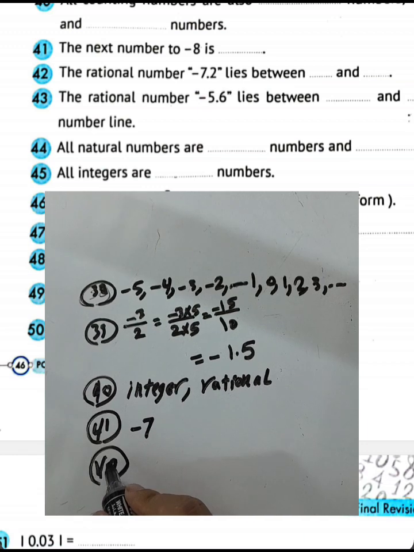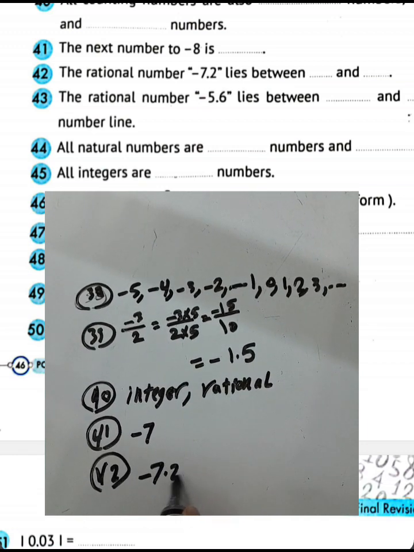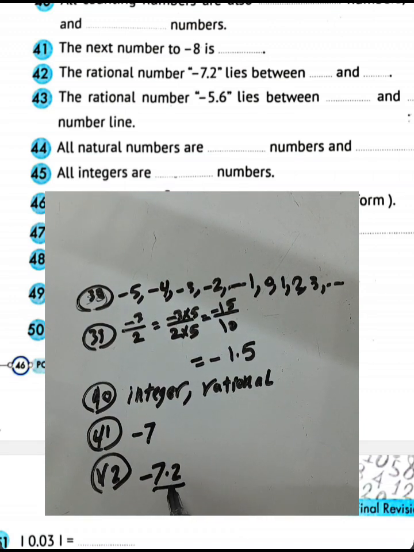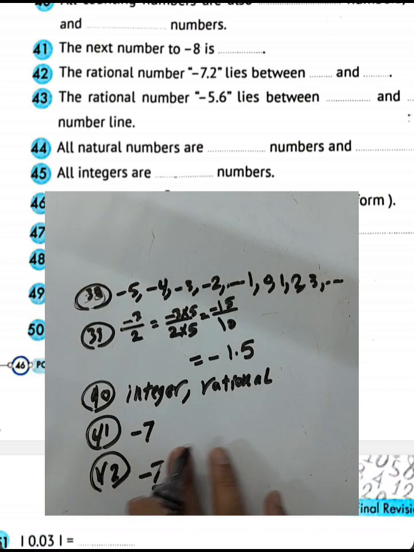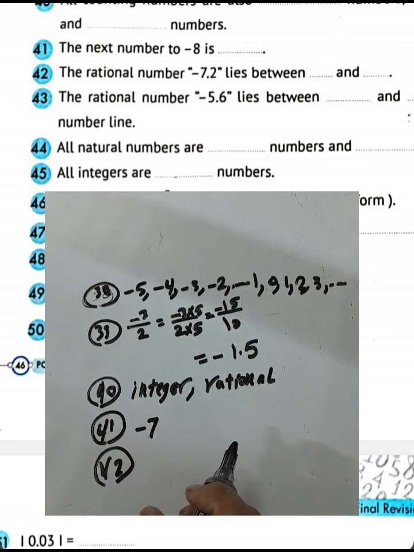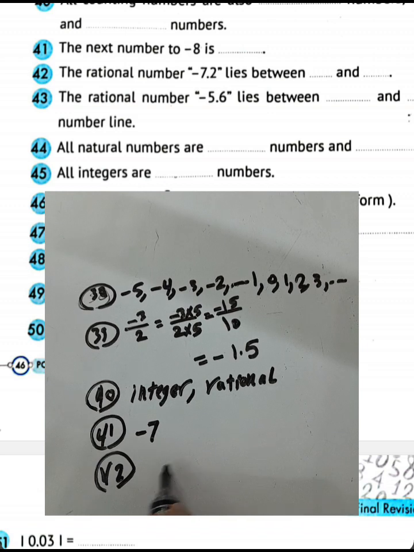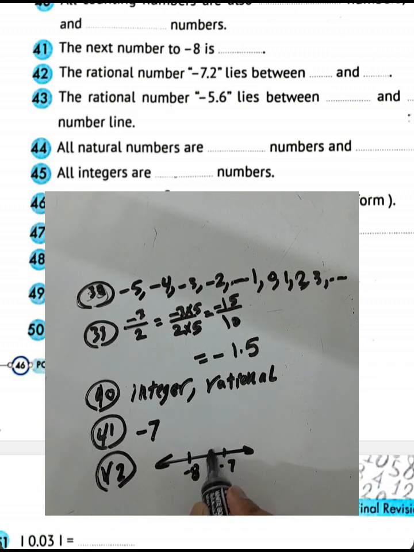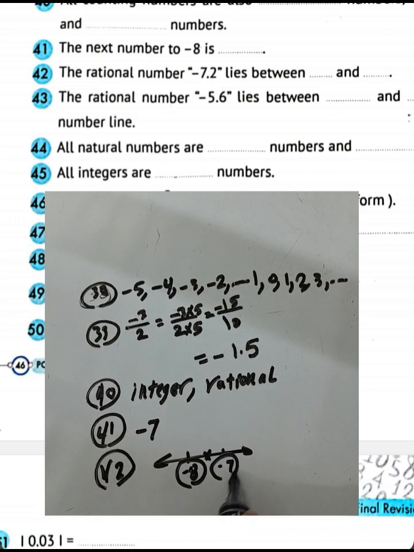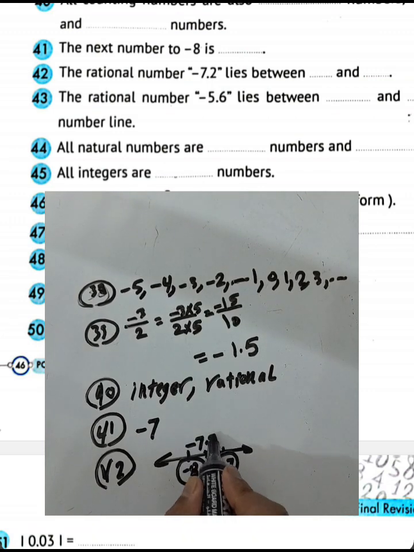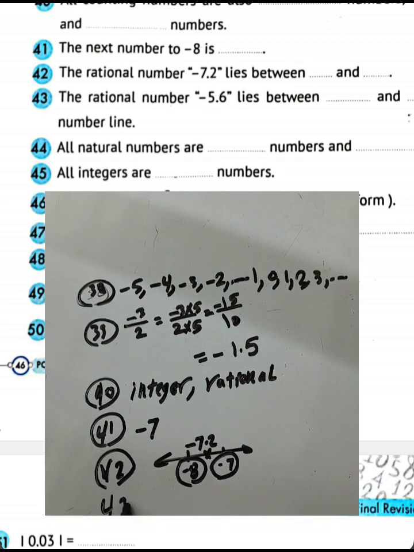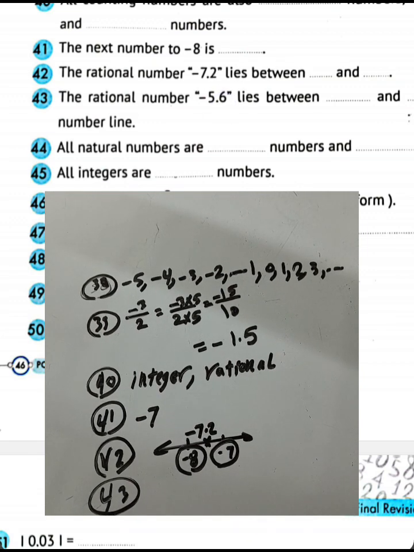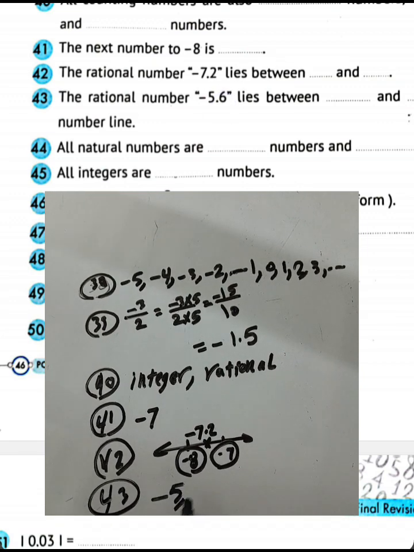Question 42. The rational number -7.2 in the form a over b. Now, we want to find between which numbers -7.2 lies. -7.2 lies between -7 and -8. This number lies between -8 and -7. It gives us this number -7.2 lies between -7 and -8. Question 43. The rational number -5.6 lies between -5 and -6. Okay, it's like this number.